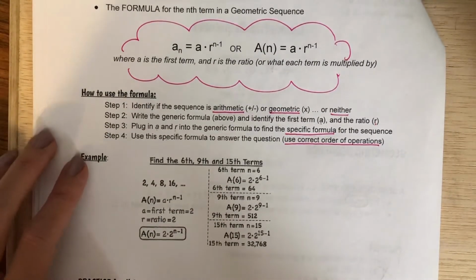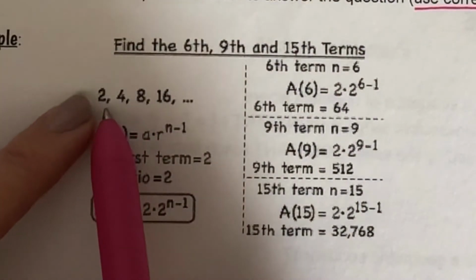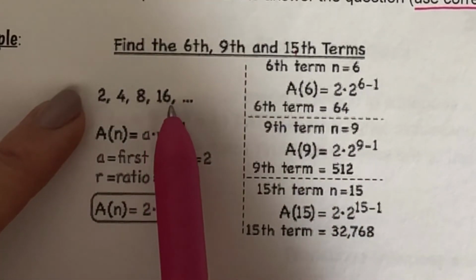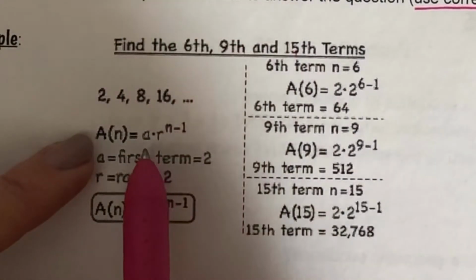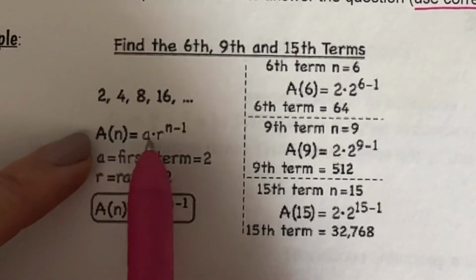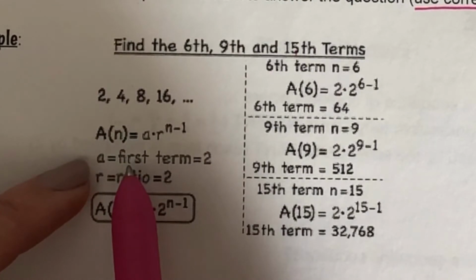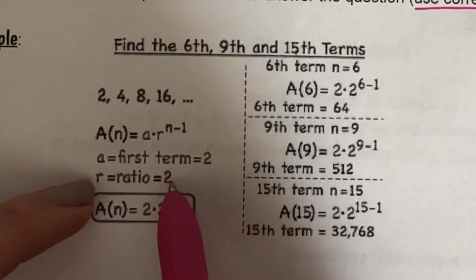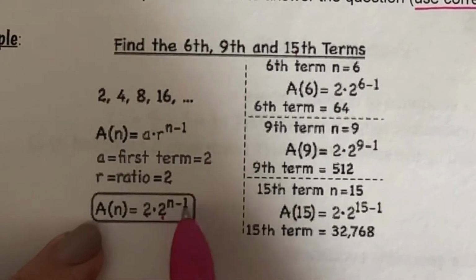So let's go through this example here. We need to find the 6th, 9th, and 15th term of our wonderfully common geometric sequence 2, 4, 8, 16. Well, the first thing I realize is it is geometric, not arithmetic. So I'm going to write the generic formula. A of n equals a times r to the n minus 1. And I'm going to identify what a and r is. My first term is 2, and my ratio, each term is being multiplied by 2, so my ratio is 2. So my specific formula is my first term, 2, times my ratio, 2 to the n minus 1 power.